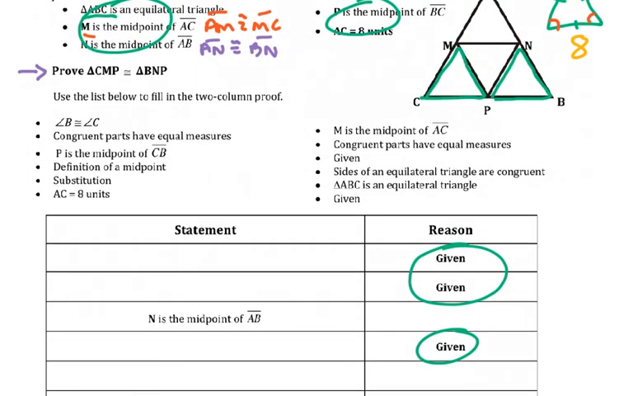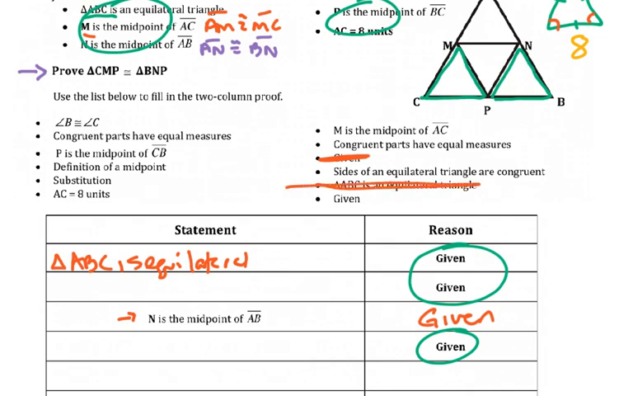I'm just going to start out with triangle ABC is equilateral. That was given. Now look at what it says right here. It says N is the midpoint of AB. That was given, and that was one of the reasons why. So I'm going to mark that off. ABC is equilateral, I'm going to mark that off.